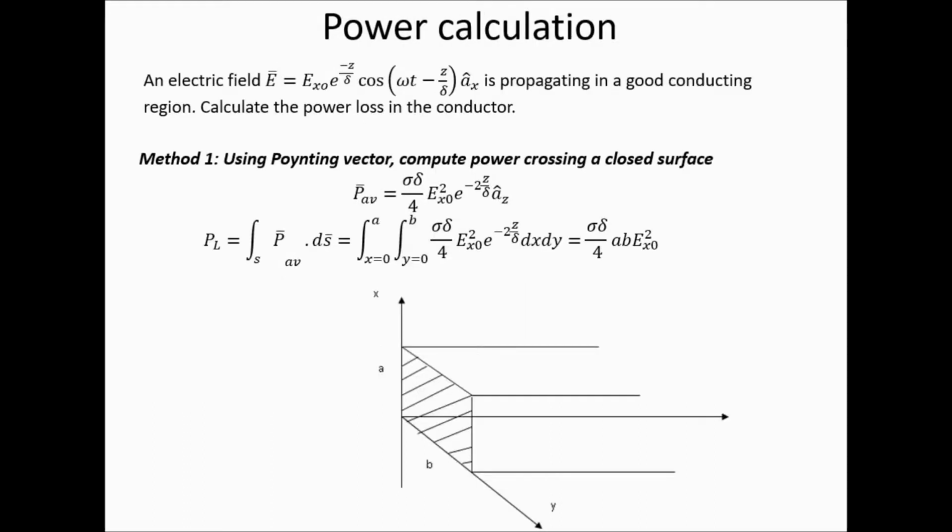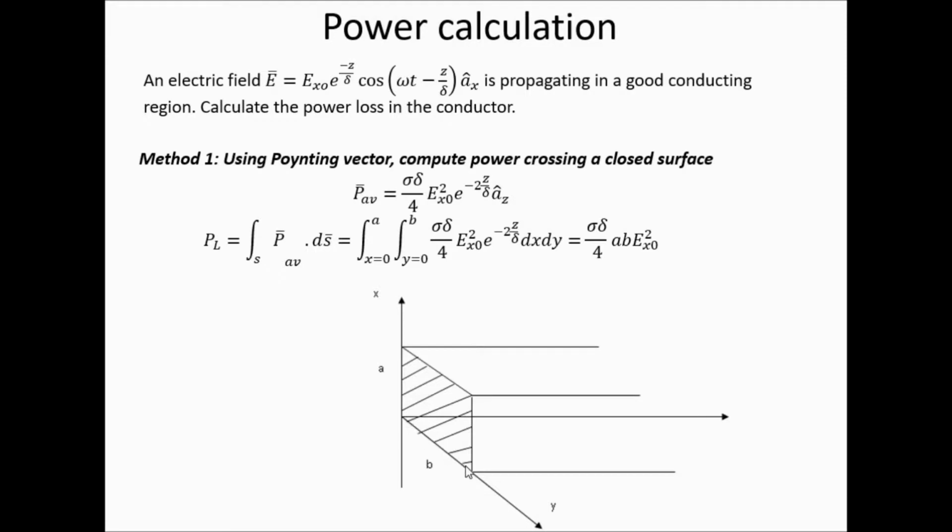Here we will show you how to calculate the electromagnetic power in a good conductor. To calculate the power, we can apply three different methods. The first method is using the Poynting vector and computing the power crossing a closed surface. Let us think there is a transmitter transmitting power through this waveguide. The waveguide has a dimension. This side is A, and this side is B.